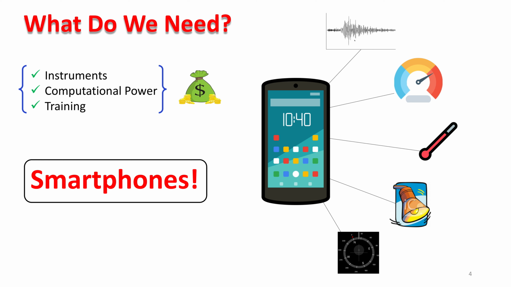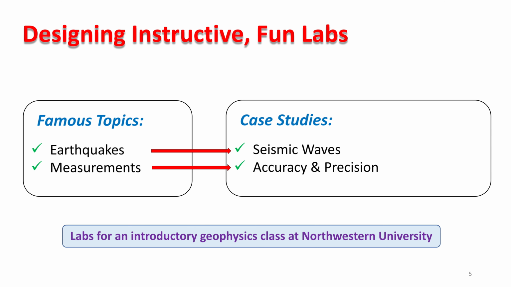Try to do something and see if it works. This is exactly what we did at Northwestern. We tried to design instructive, fun labs, something that the students enjoy but learn things at the same time, and try to achieve those three higher level cells in Bloom's taxonomy. So we picked two famous topics in earth science: earthquakes and measurements. Measurements are really important. We added them to the mix because we wanted students to have a good grasp of the uncertainties in measurements.